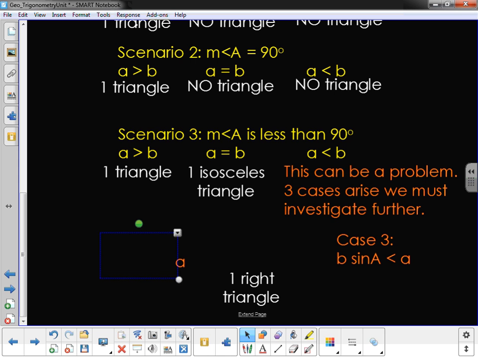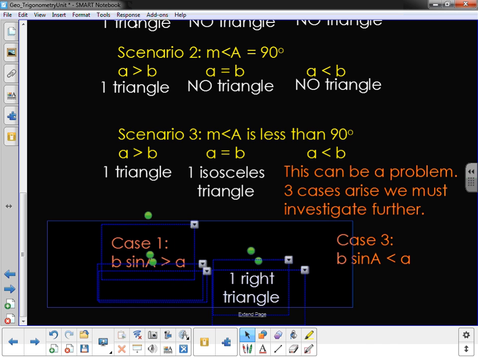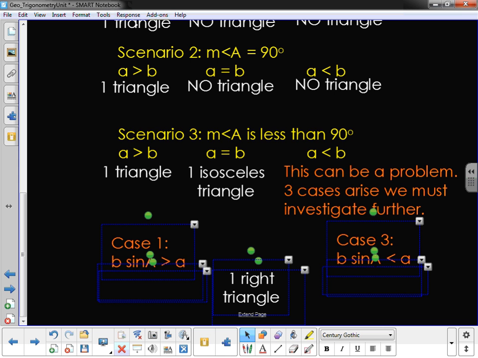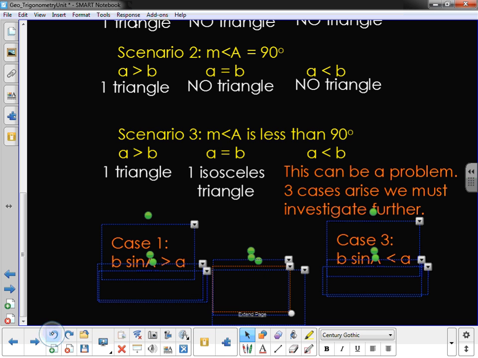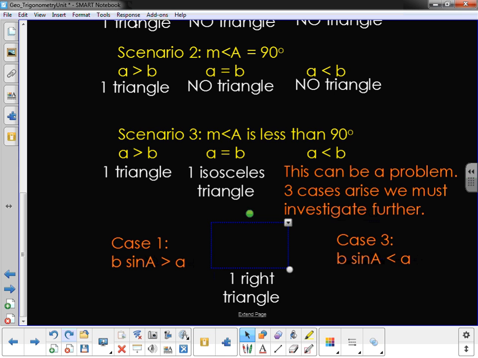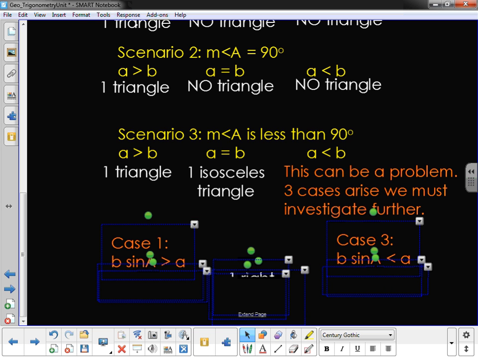I'm missing a case. Let's see if I can find it. Oh, I'm missing a case. Oh, there it was. Okay, it's back. Put it down there. Nope, still missing a case.